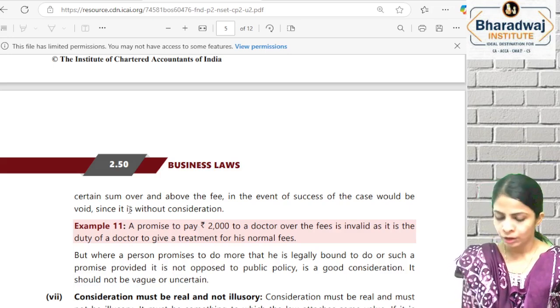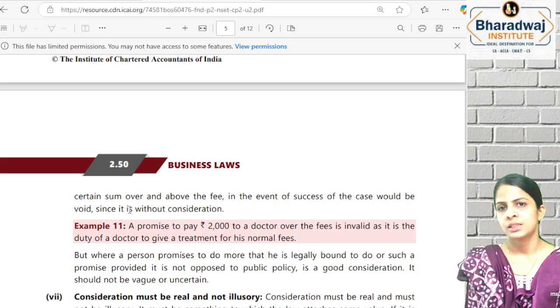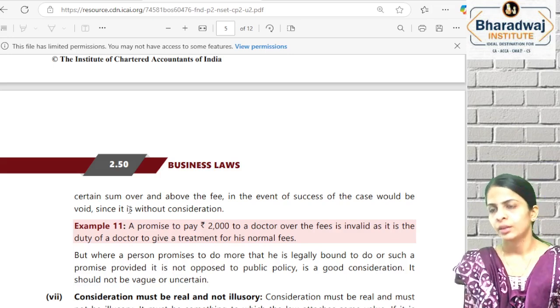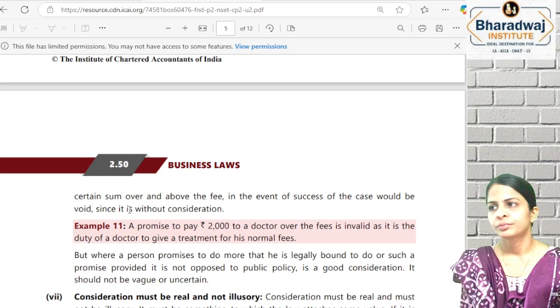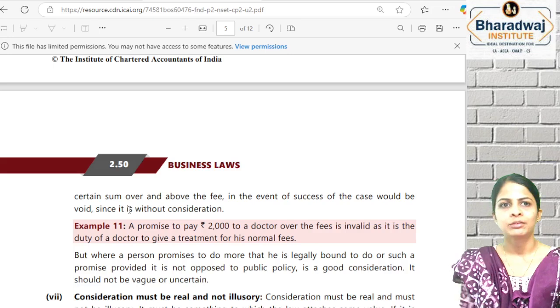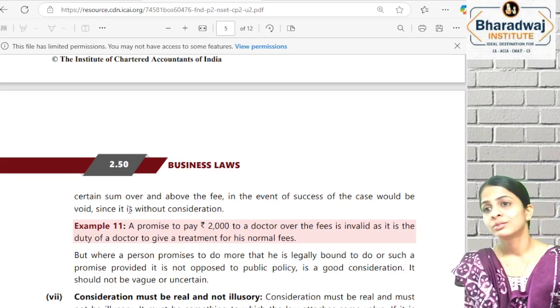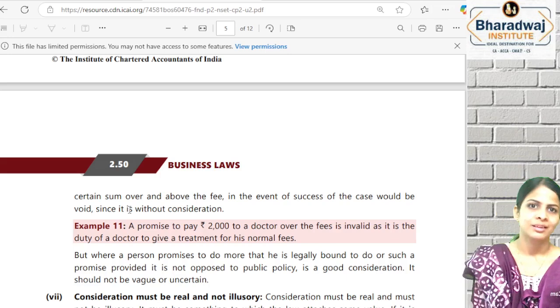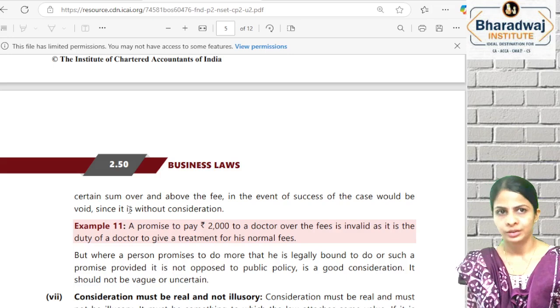Consideration should be real, not illusionary, not unlawful, immoral, or opposed to public policy. So consideration has to be legal. Consideration has to be real. Example of unreal consideration: I have a rocket, I will take you for a ride to Mars. He wants to go to Mars. Is it valid? Will you accept? That is not real, it is illusionary.